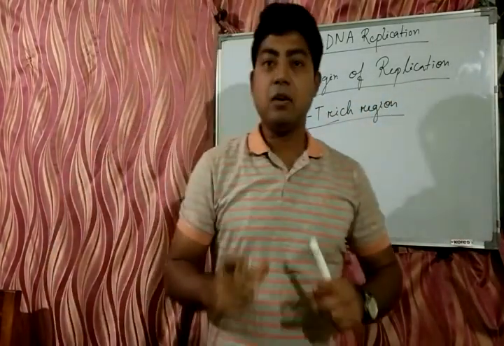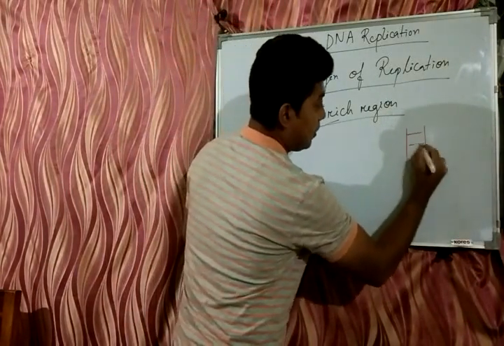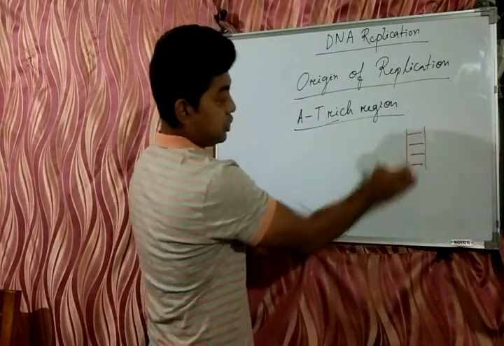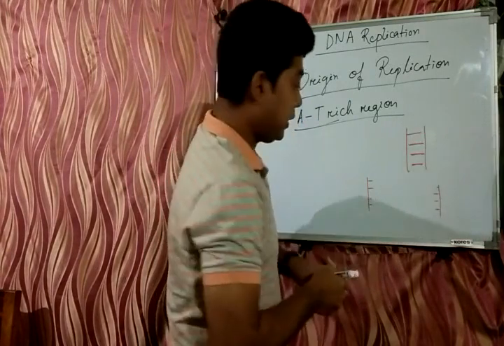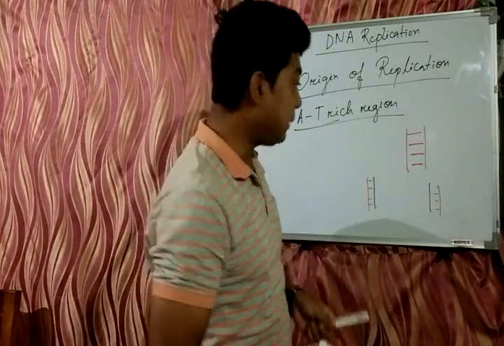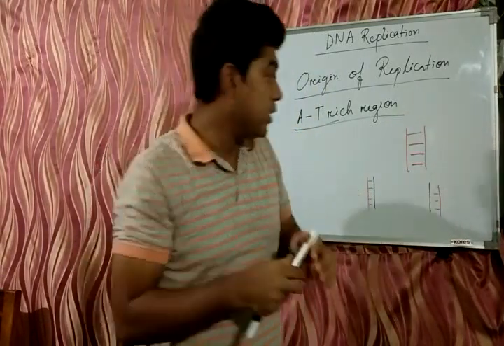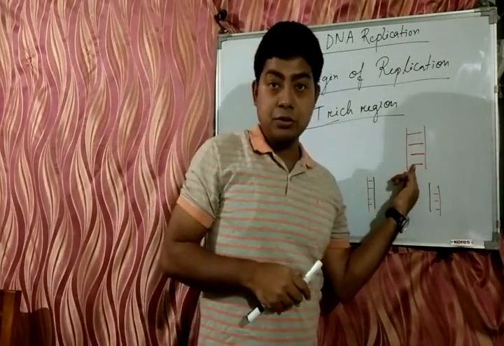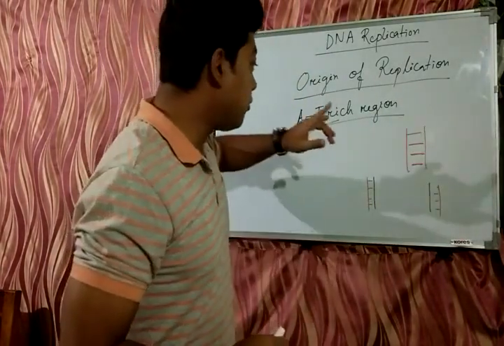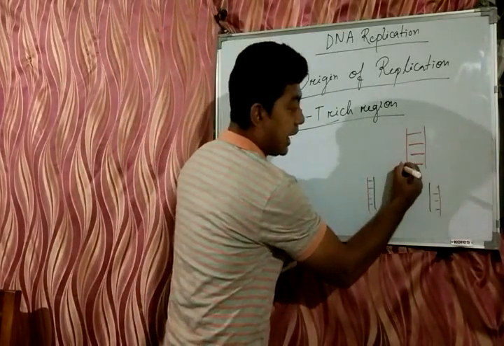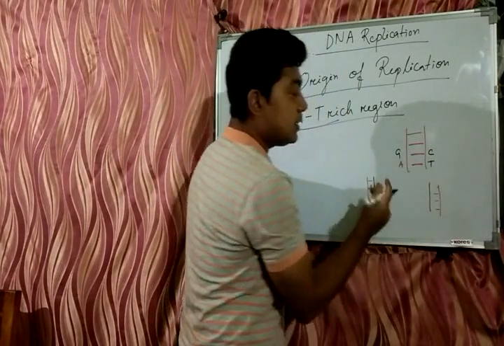Why are the origin points AT rich regions? Because in the semi-conservative mode of DNA replication, I showed that based on the old DNA strand, new DNA strands are produced. That means, as you already know, two DNA strands are joined with the help of hydrogen bonds. These hydrogen bonds should be broken down so that it becomes single-stranded and new DNA strand synthesis occurs. And for that, you know that if one strand contains adenine, its complementary nucleotide will be thymine, or if it contains guanine, the other strand contains cytosine.